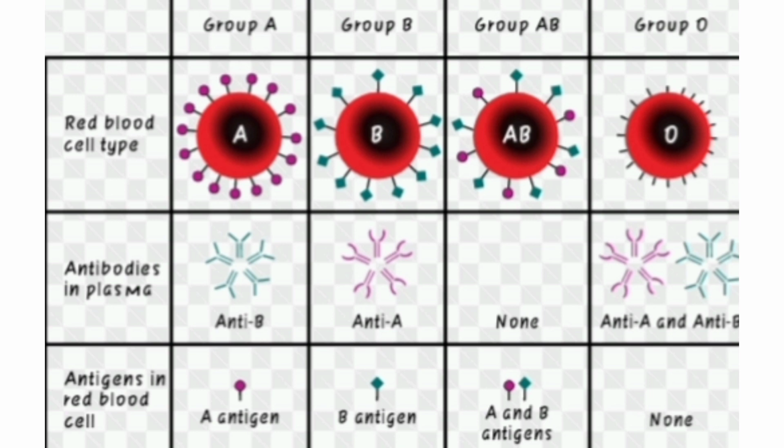Next, AB group human beings can receive blood from any other group, hence they are called universal recipients. O group people can donate blood to any other group, so these people are known as universal donors.